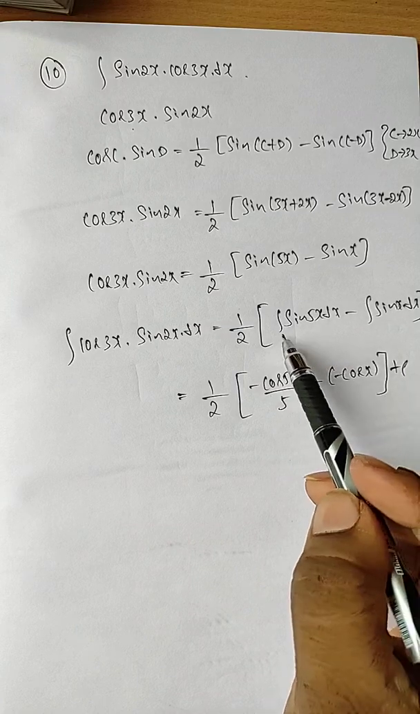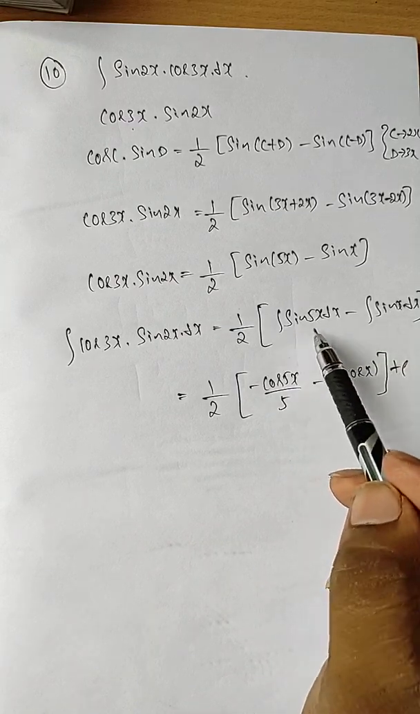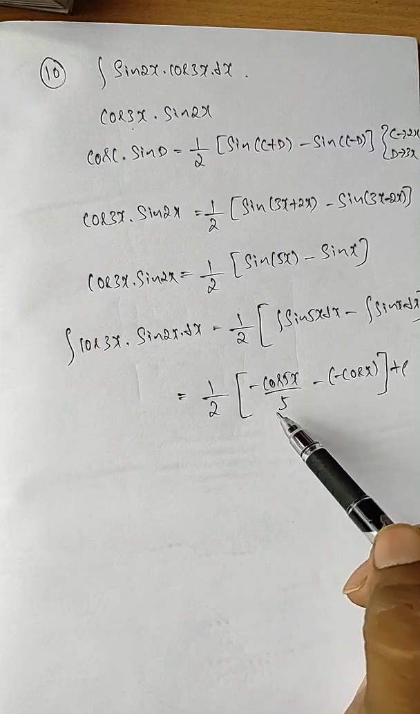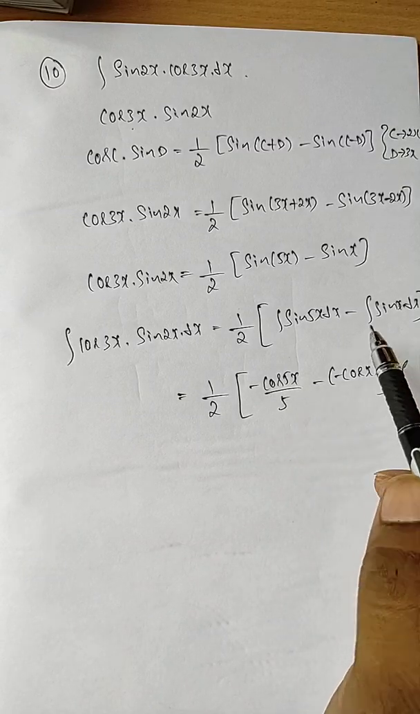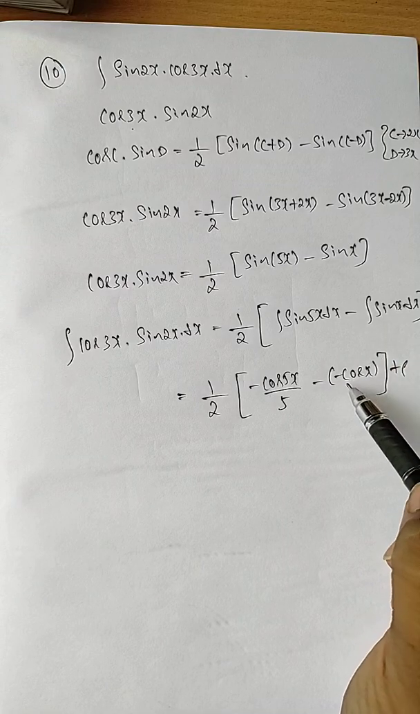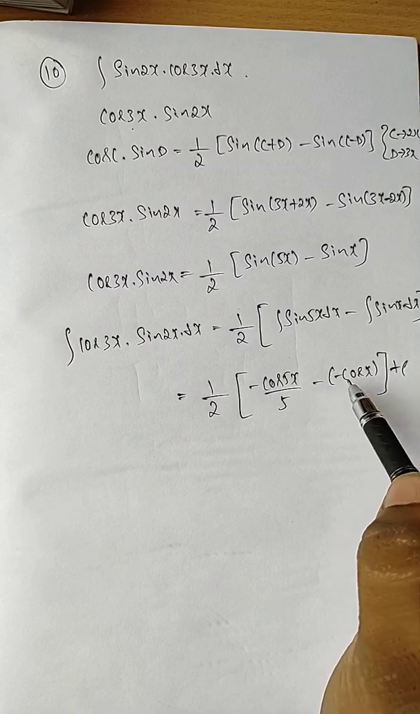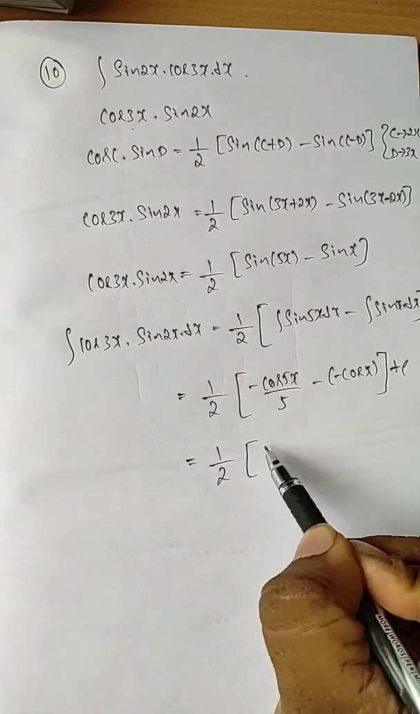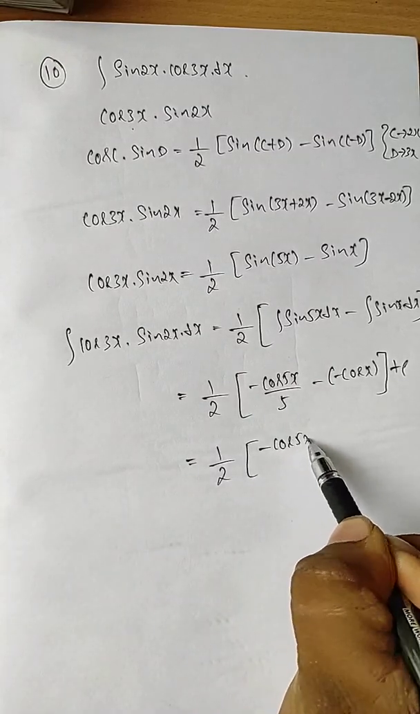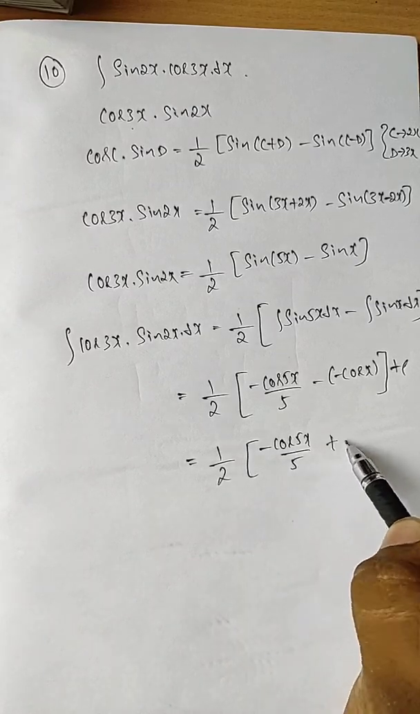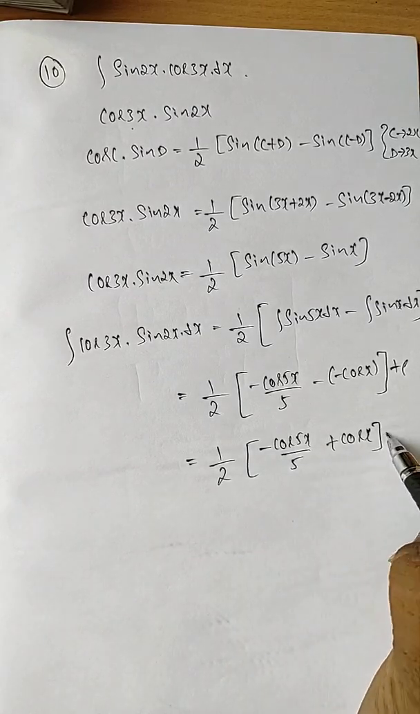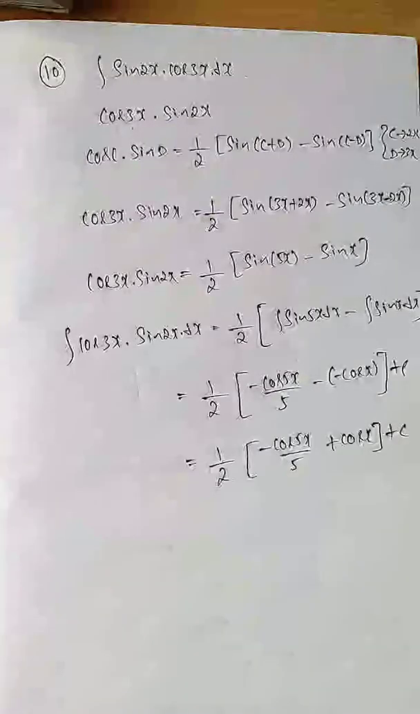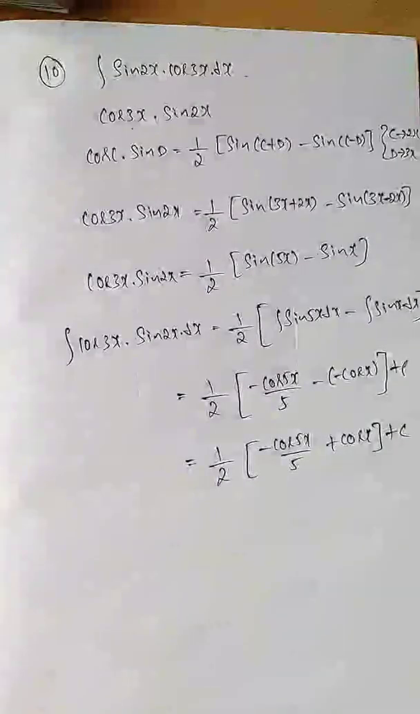Is it clear? We integrated the functions separately. The integration of sin 5x is minus cos 5x by 5. Here, what is the integration of sin x? Minus cos x. Is it clear? So now this minus and this minus will become plus. So 1 by 2 into minus cos 5x by 5 plus cos x plus c. Is it clear? Is it okay? So take a screenshot of this problem and copy to your notes.